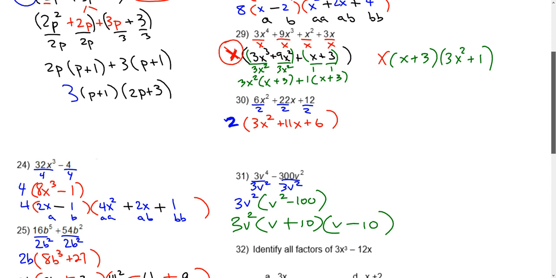Complex ABC, multiply the first and the last to make the list. So we have 18: 1 and 18, 2 and 9, 3 and 6. We're going to try to make 11. So the only one that can make 11 is this. Again, this problem's all positive, so I put plus signs here.